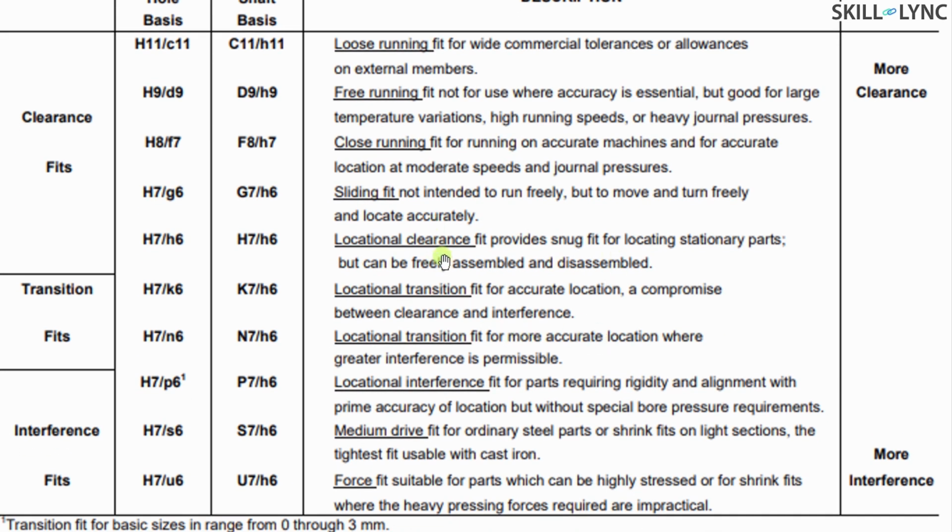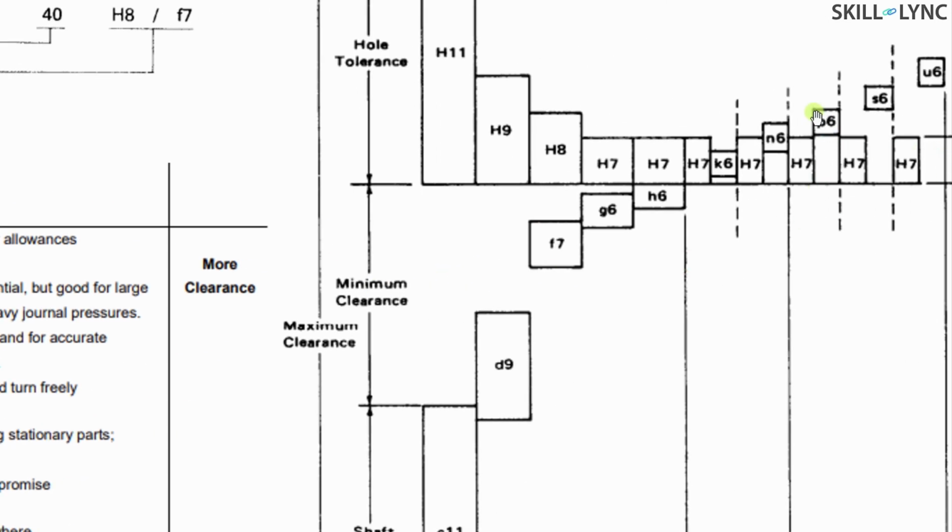So it again is going to be denoted in this zone. It either goes as a location transition in the clearance zone or the location transition in the interference zone. That is, it's used for an accurate location, a compromise between the clearance and interference. Likewise, the same in this denotation, where a greater interference is permissible. You can cross-refer this along this diagram to have a clear understanding of how it's going to be positioned.